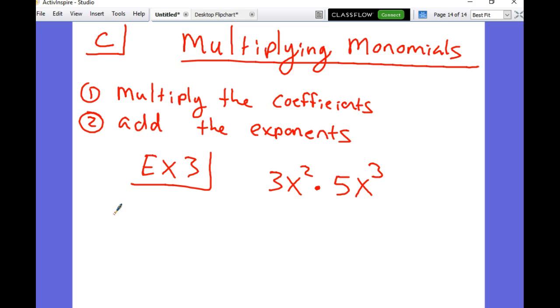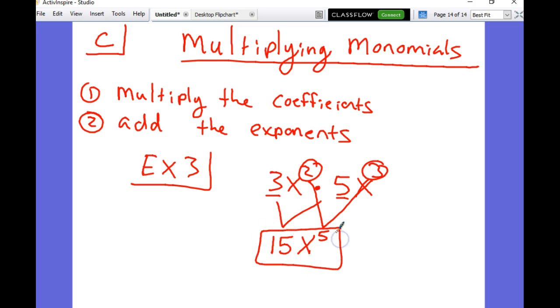So, what are my coefficients here? 3 and 5. What do you do to the coefficients? You multiply them. So what's 3 times 5? 15. Bring down your x. What do you do with the exponents? You add them. It's 15x to the power 5. That's how you multiply monomials.